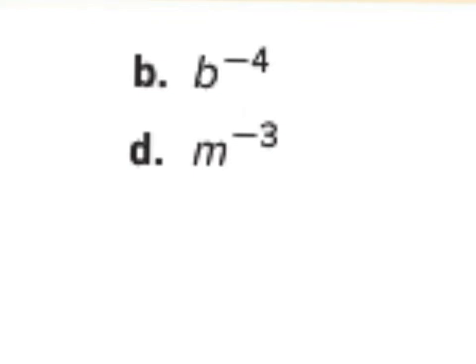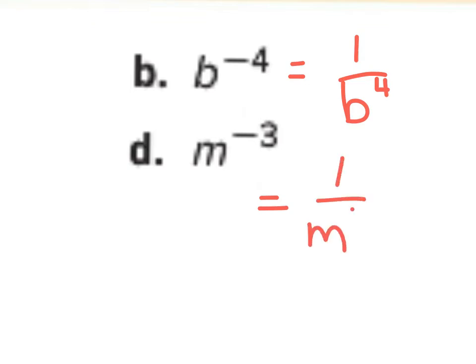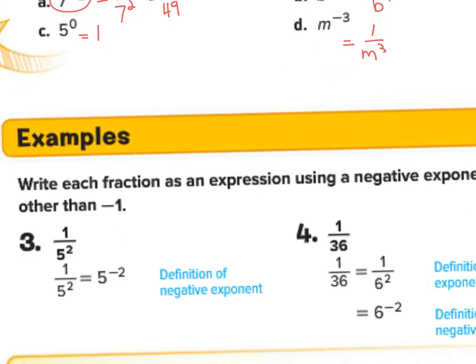B to the power of negative 4 is 1 over b to the power of 4. We can't solve it because we don't know what b is. And m to the power of negative 3 is 1 over m to the power of 3. Simply done. Okay, now let's take a look at example 3.